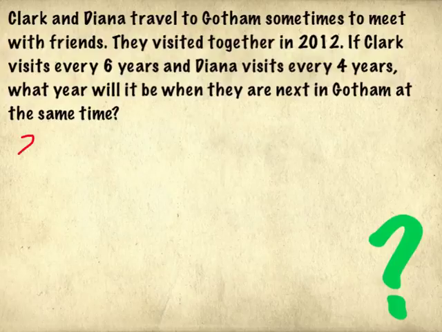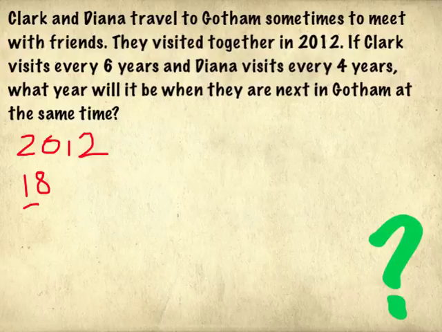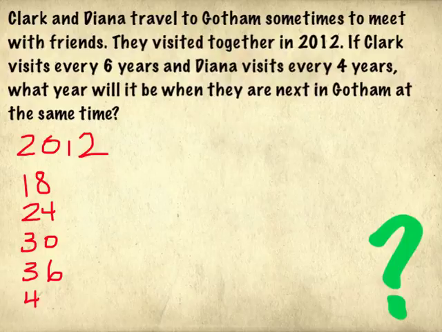So we started in 2012, and they were both there. Clark's going to go every 6 years, Diana every 4. So I'm going to keep Clark's list going here. He's going to keep going every 6, so he'll be there in 2018, 2024, 2030, 2036, 2042, 2048. These are all multiples of 6 if I start at 12.